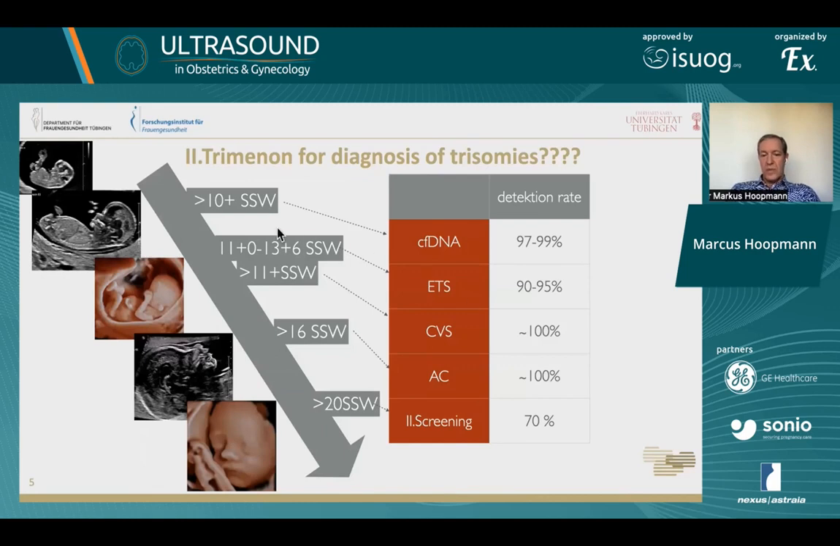We can begin screening at 10 weeks of gestation with cell-free DNA, and you see we have detection rates from 97 to 99%. With our classical first trimester screening as combined test, we have detection rates of 90 to 95%. And we have our diagnostic tests, chorionic villus sampling at 11 weeks and amniocentesis at the earliest at 15 weeks. Then we see that second trimester screening with a detection rate of 70% is not the optimal way.